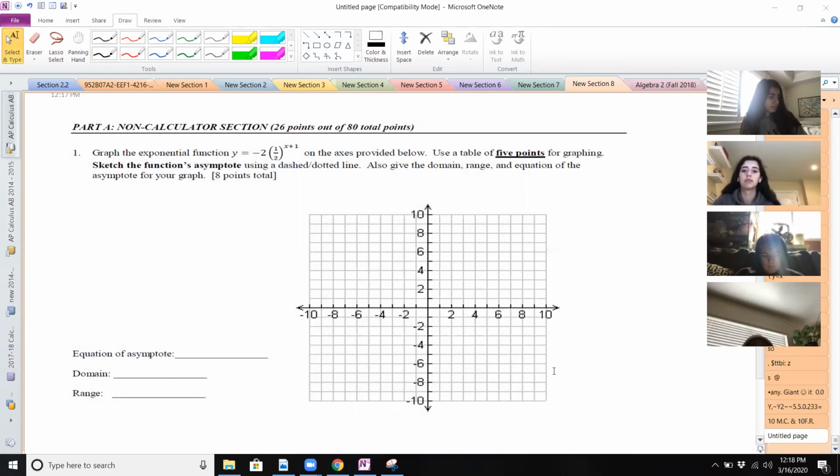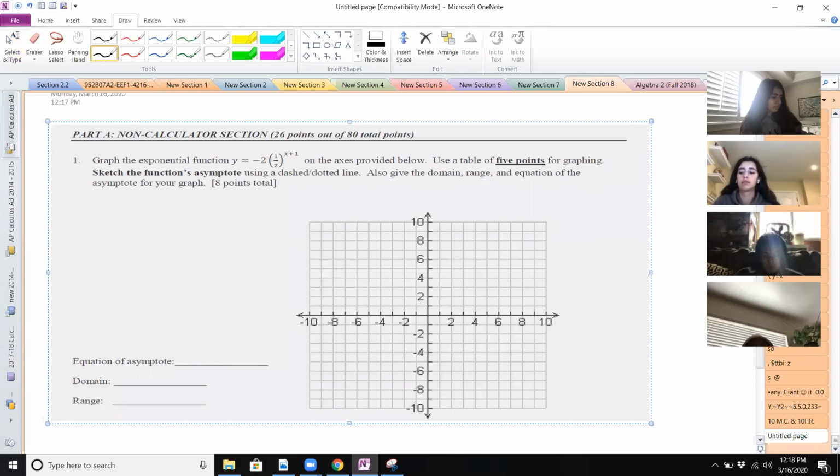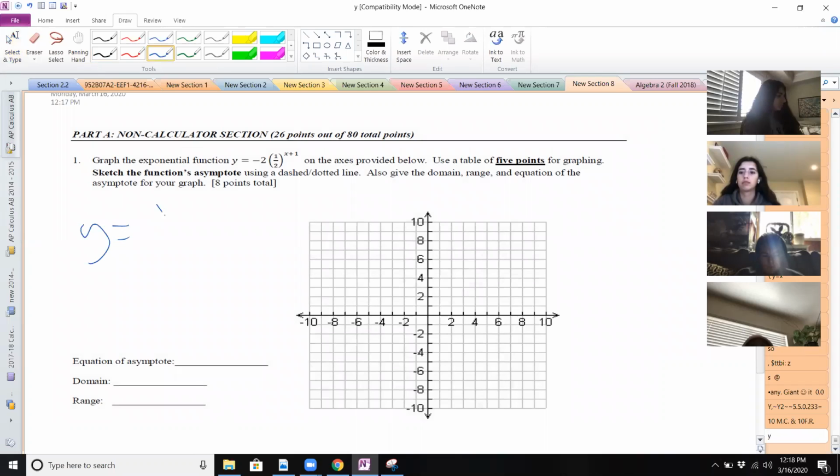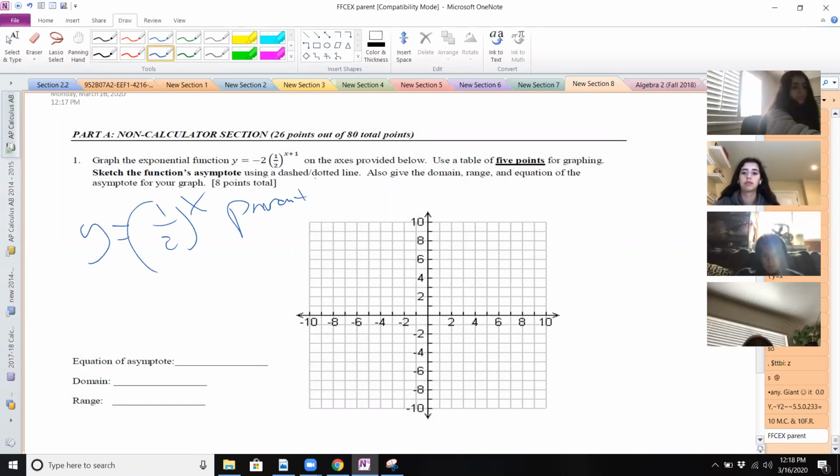Okay, so start with the parent function, y equals (1/2)^x. That's the parent. Now, is that going to be growth or decay? Anyone can chime in. If you think it's decay, raise your hand. You should be raising your hands. Decay, right? Good. All right, this is decay. It's a decay function, so it's going to drop.